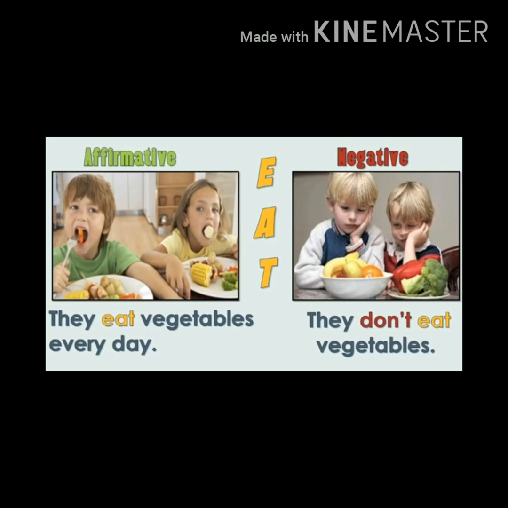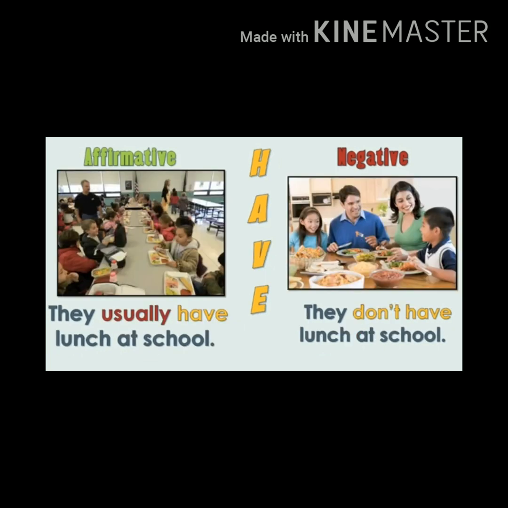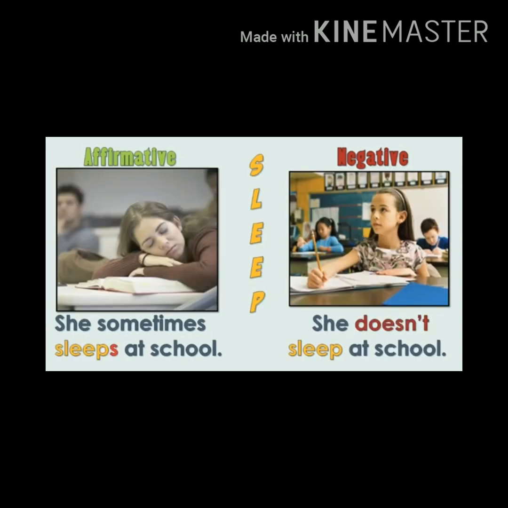In affirmative sentence we can say they eat vegetables every day. In negative, they don't eat vegetables. In affirmative, they usually have lunch at school. In negative, you can say they don't have lunch at school. Next one, in affirmative, we have one sentence like that: she sometimes sleeps at school. And when we form it in negative sentence, she doesn't sleep at school. So here you can notice that we remove s from sleeps and simply use sleep.